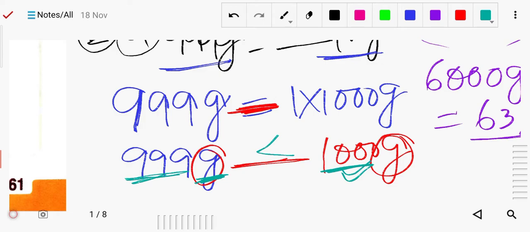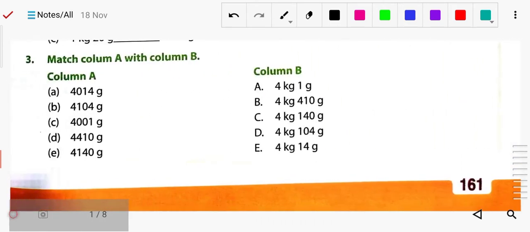Even we cannot compare also. So for that we have to make the similar unit. Whenever they come in the same unit, then you can compare it also. Okay, now next question.